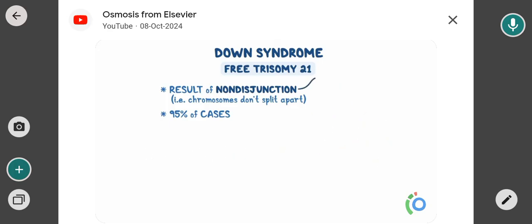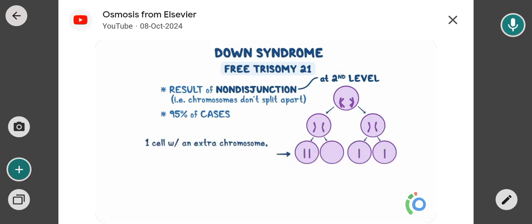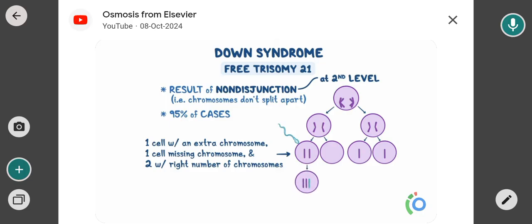Non-disjunction can also happen in the second step though, so first step goes great and both cells have a chromosome, but if they don't split apart in the second step, then the final result is 1 cell with an extra chromosome, 1 cell missing a chromosome, and 2 with the right number of chromosomes. Now if a sperm cell combines with any of these that have a duplicate of chromosome 21, then the combined cell will have 1 extra copy of chromosome 21.